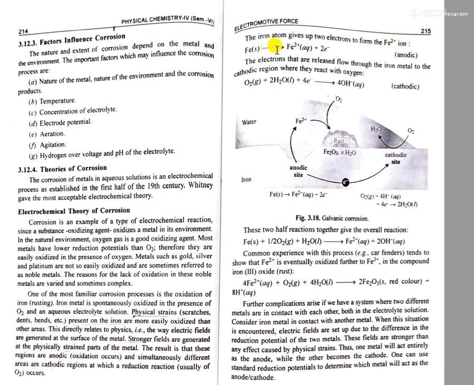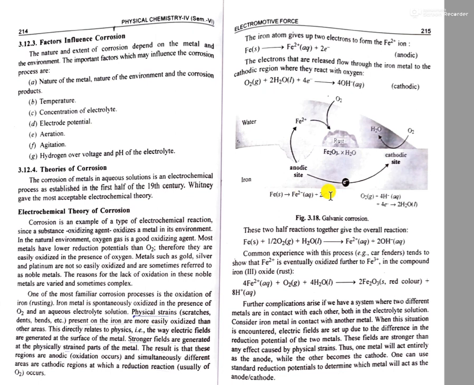So this is the oxidation step at the anodic sites on the metal surface, whereas the electrons that are released flow through the iron metal to the cathodic regions where they react with oxygen. So at the cathodic sites, the electrons released from the anodic sites reach these cathodic sites, because metal is a very good conductor, and at these cathodic sites oxygen and water molecules combine to form OH minus ions, that is, in the aqueous electrolyte solution.